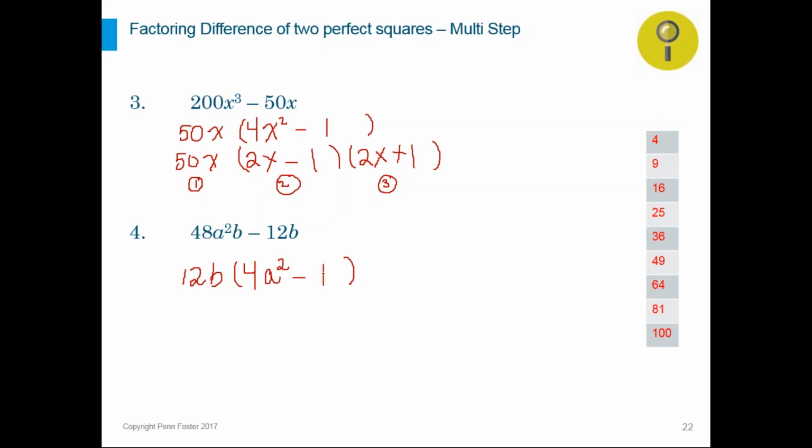Once again, in the parentheses, I have difference of two squares. 4 is a perfect square, a squared is a perfect square, 1 is a perfect square, and we have a minus sign. I'm going to go ahead and apply the rule that says that this would be 2a and 2a, once with a minus, once with a plus. The square root of 1 is a 1 and a 1. 3 factors, 1, 2, 3 for this binomial. Any question?